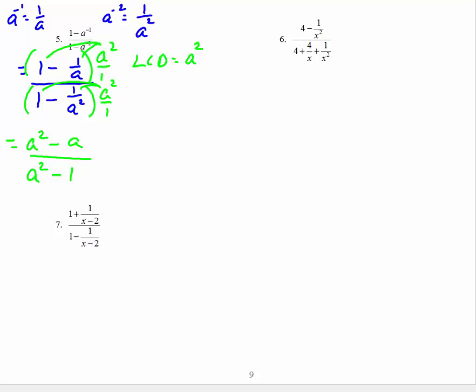Now we look to see if we can factor, because we have subtraction. A squared minus a, we can take out an a, and we're left with a minus 1. And the denominator, a squared minus 1, would factor into a plus 1 times a minus 1. Now we look to see if there's any like term on top and bottom. We see an a minus 1 on top and bottom, so our final answer would be a over a plus 1.